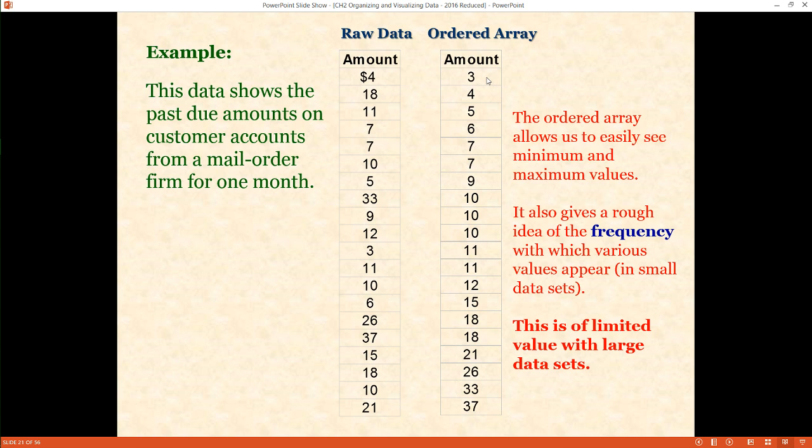Okay, and you also get, like I said, a rough idea of the frequency of the different observations. So clearly, $10 shows up the most. All right, there's 3 of those. So you could even make a frequency distribution table out of just this pretty easily without using any functions in Excel. But you don't need to do that.